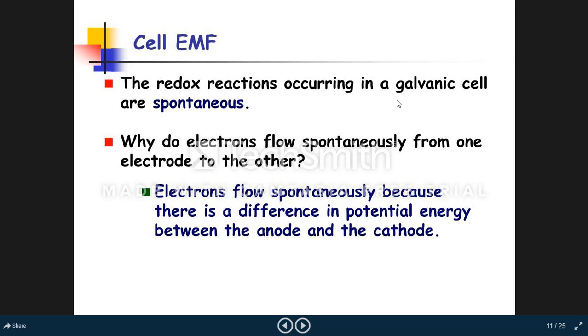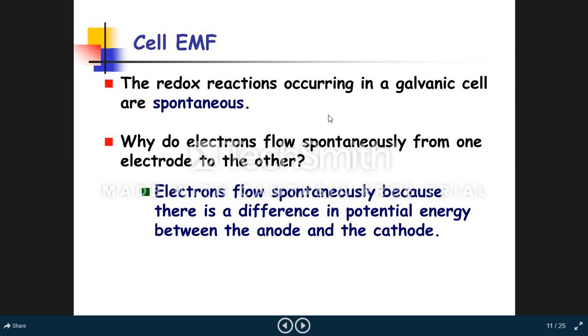We will continue our discussion about the galvanic cell. We discussed in the previous sessions the definition of a galvanic cell and an example for it. Now, we will continue with the cell EMF.